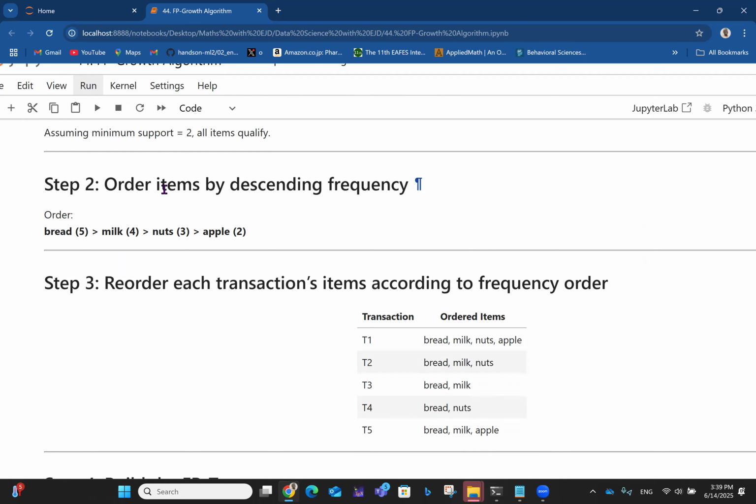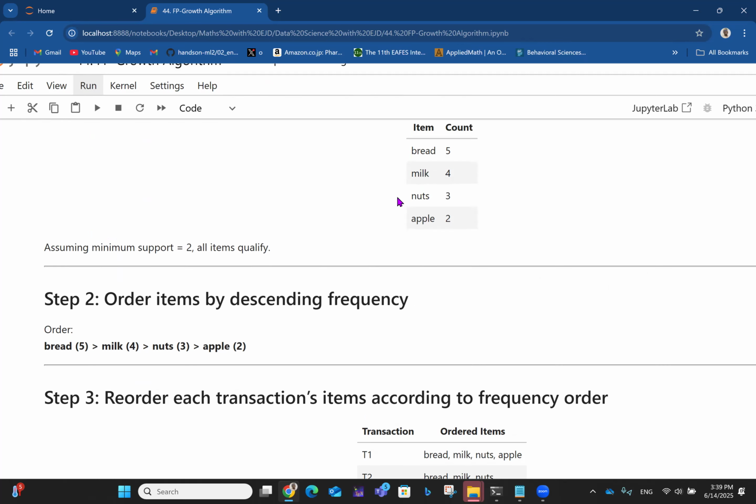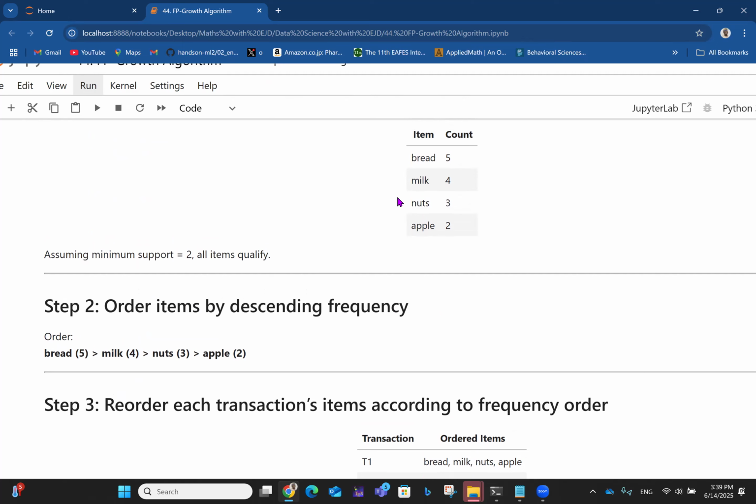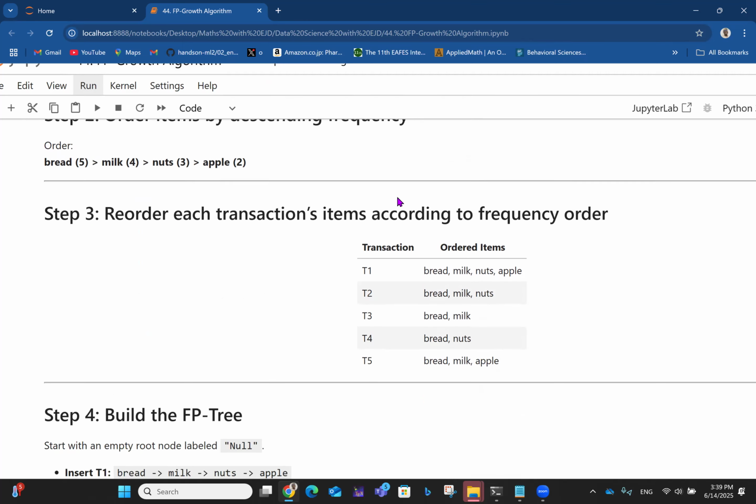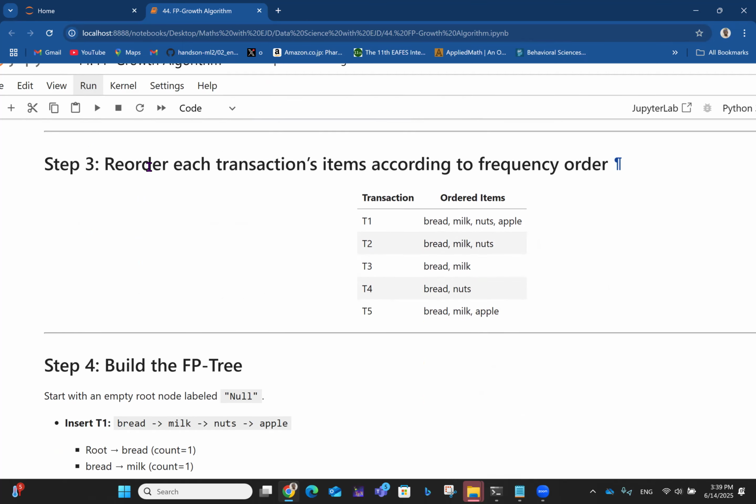Then the next thing you want to do is order items in descending frequency. So bread is five, milk is four, nuts is three, apple is two. Great. So we have that done. So the next thing is you now want to reorder each transaction's items according to frequency order, right? So you have bread, milk, nuts, apple; bread, milk. Okay, I mean we have the regular thing there.